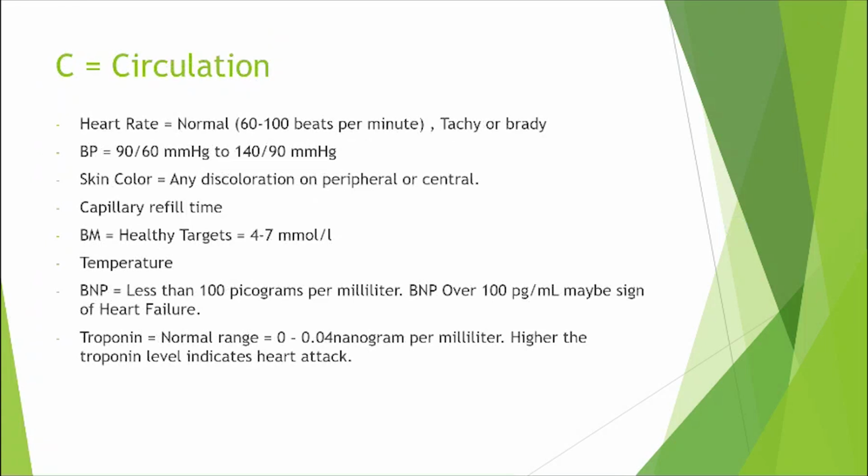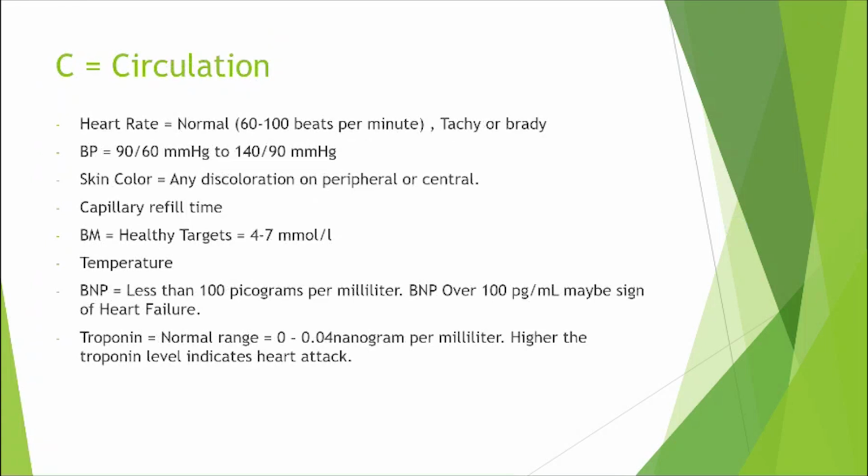BP is usually 90 over 60 to 140 over 90. So it's important to check the trend for a person. For a few people it's always on the higher side, and for a few adults it's always on the lower side. So we need to know what's the normal limit range for the patient.